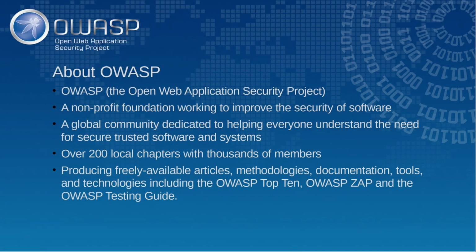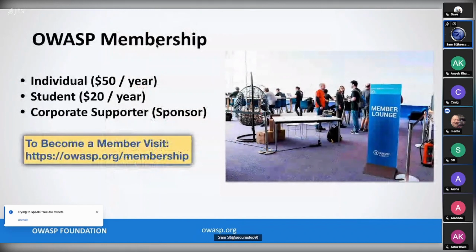This is one where I talk about what OWASP is. OWASP membership, individuals pay $50 per year. The current exchange rate is about 36, 37 pounds per year, or approximately £3 per month. Students have a discounted rate, which is $20 per year, which is even cheaper.